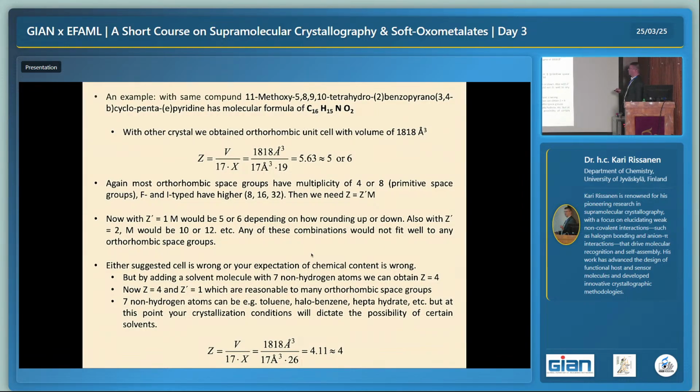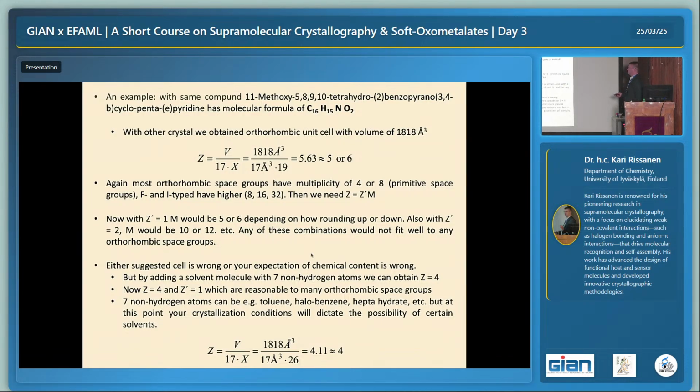And Z says 5.63, which is about 5 or 6. But in the previous case, we know it's orthorhombic. It cannot be 6. Now something is wrong. It has to be either 4 or 8, but it cannot be 6.